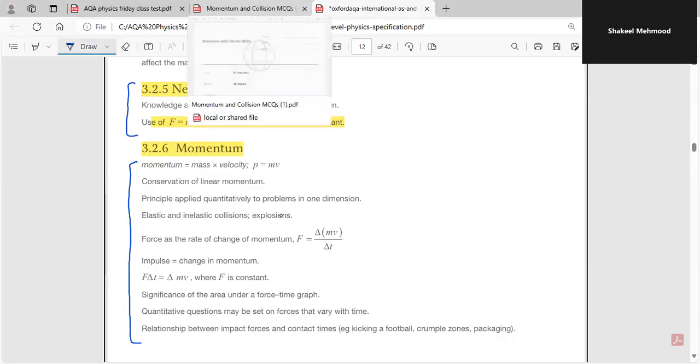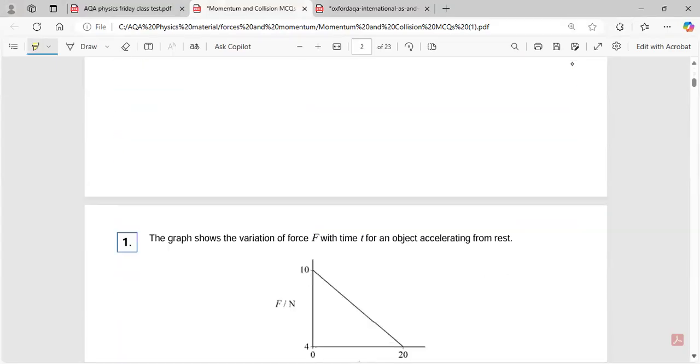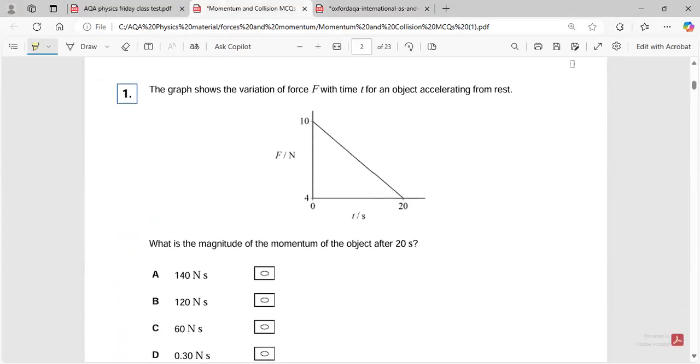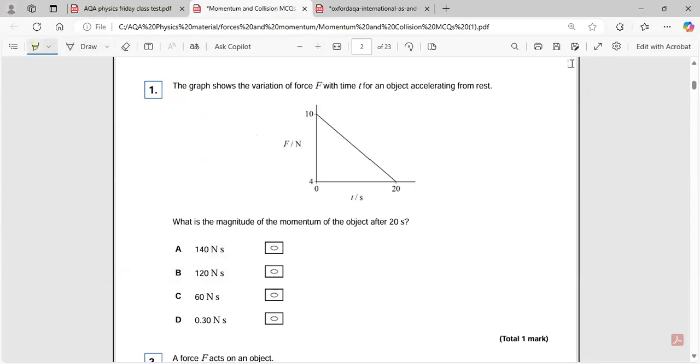Okay, let me take you to the question sheet. So the topic is momentum and collision. First, we will be intending to do the MCQs. Let's look at question number 1. In the first question, this graph shows the force versus time for an object accelerating from rest. The maximum force at 0 is 10, and the minimum force is 4 after 20 seconds.